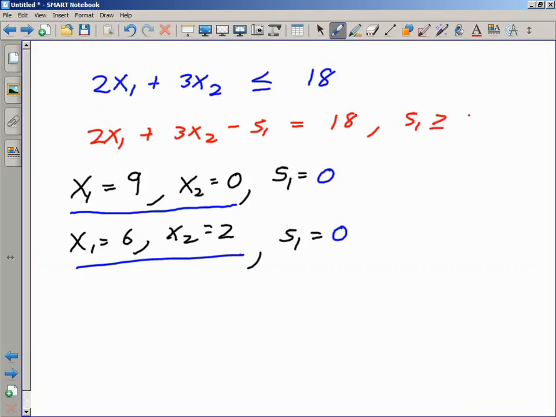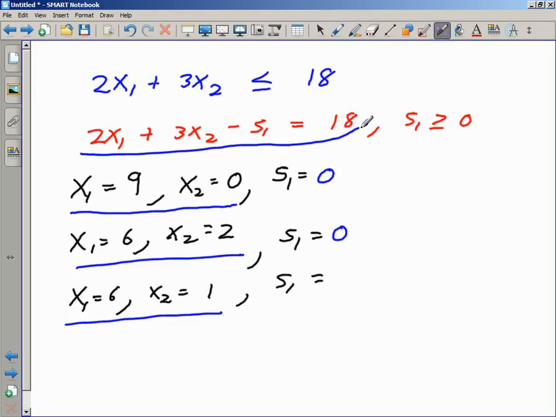Okay. Now let's pick these values. x1 is equal to 6. x2 is equal to 1. So what does s1 have to be equal to now, using this equation right here? Is it going to be equal to -3?